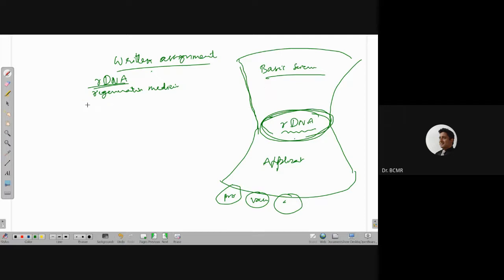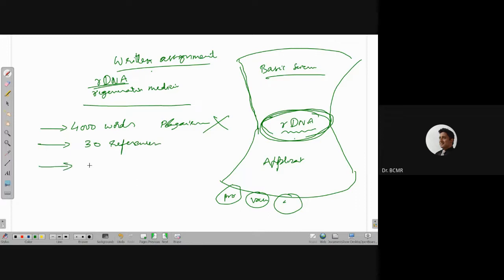So take a topic that has rDNA and write about 4,000 words, right? There should not be any plagiarism, not allowed. You should have at least 30 references in it, citing at least 30 articles. And it will be nice if you could make at least one diagram.